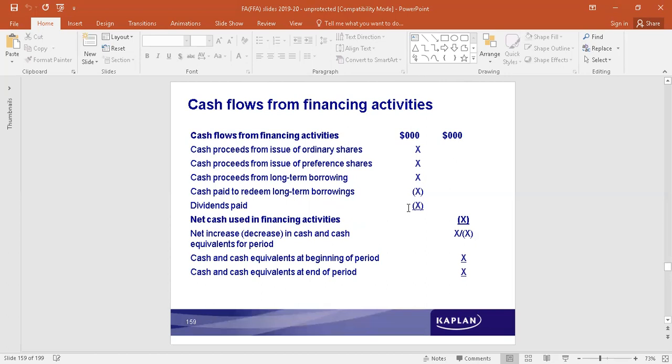Then take the sum total of all the three activities. We'll see whether there is any increase or decrease in cash and cash equivalents. Add the opening balance to arrive at the ending balance. This is the cash flow statement, both direct method and indirect method. I hope the logic is clear. If the logic is clear, any type of question becomes possible to answer. It's clear, ma'am.